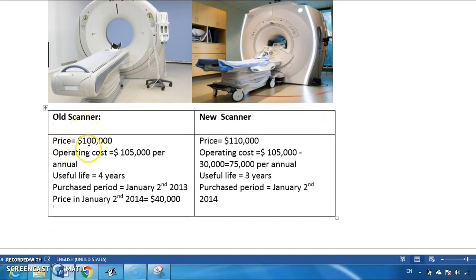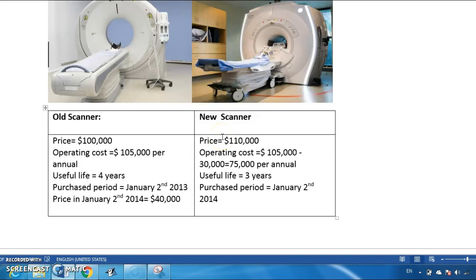The price of the old scanner was $100,000, and the operating cost is $105 per annual. That is every year. The useful life of the scanner is going to be 4 years. That is from the day of purchase to the end is going to be 4 years. The purchase period, it was purchased on January 2nd, 2013. And the price on January 2nd, 2014 is going to be $40,000, which is exactly a year after the scanner has been purchased.